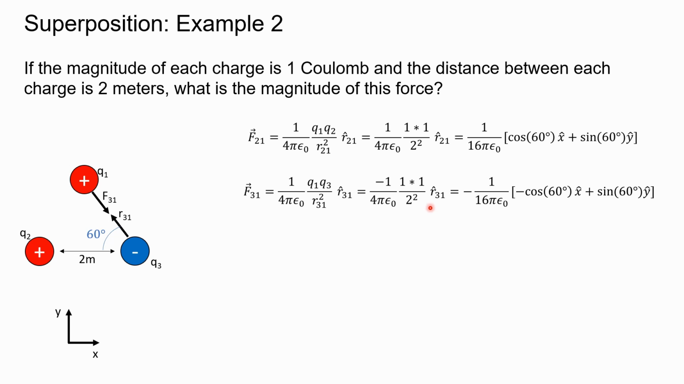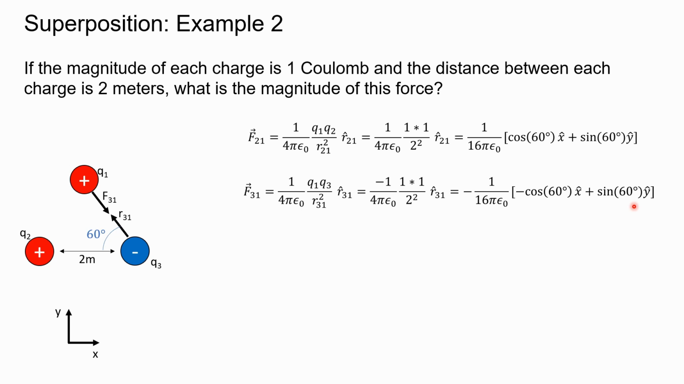Now, we can again use our coordinate system to replace r hat 31 using sines and cosines. Because this is an equilateral triangle, we know that this angle is still 60 degrees. R hat 31 is pointing in the negative x direction, so we'll have a negative cosine of 60 degrees for the x direction, but it's still pointing in the positive y direction, so we'll have a positive sine of 60 degrees for the y direction.